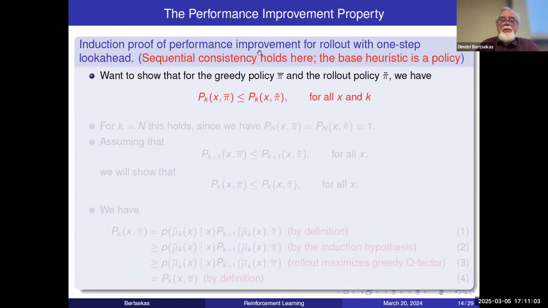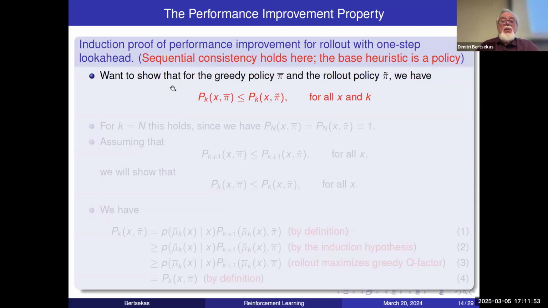I'm going to repeat essentially the proof of the additive case. Note that we have sequential consistency here because the base heuristic is a greedy heuristic. It's a policy. And policies have the sequential consistency property. They will stay with us after they select a certain greedy trajectory. When they advance along that trajectory, then they will stick to that trajectory and they will not deviate. That's sequential consistency, and clearly the greedy policy has that property, assuming also this rule for breaking ties that I mentioned a couple of slides earlier.